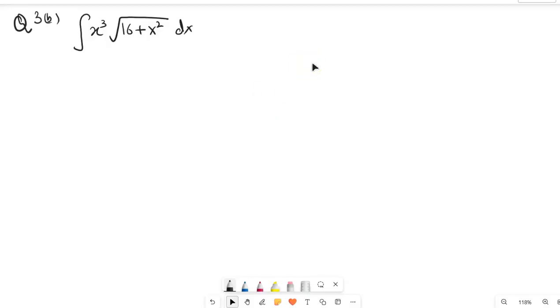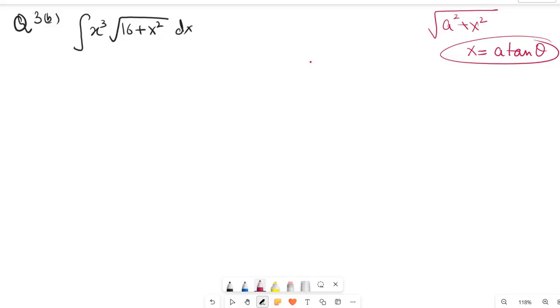Here we have question number 3, part B. Again, this question is from 7.3. This is of the format a squared plus x squared. In that case, we put a as a tangent theta. That is the substitution which will work.